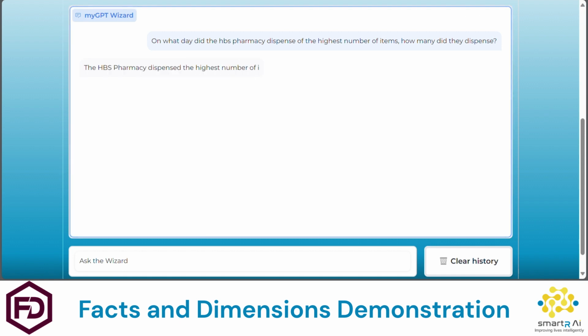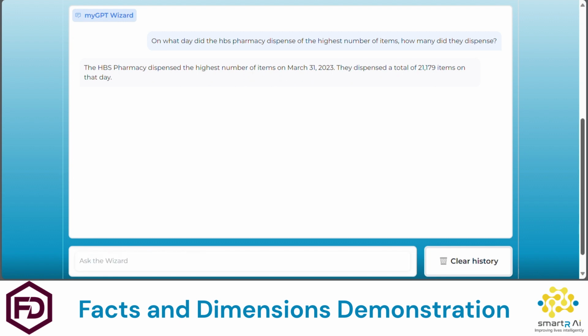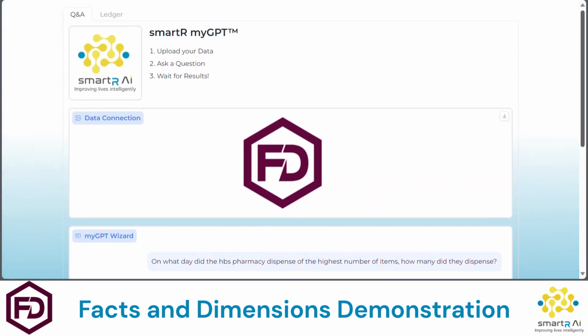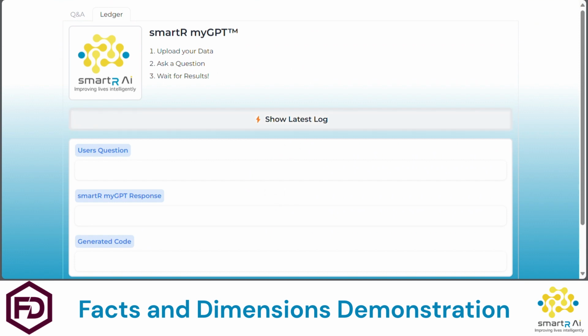We are going to let this run and then take a peek at the ledger to see what MyGPT did to get this result. I mentioned previously that this allows you to explain and trace what MyGPT has done. We can now move up to the ledger. The ledger is broken down into 3 sections.